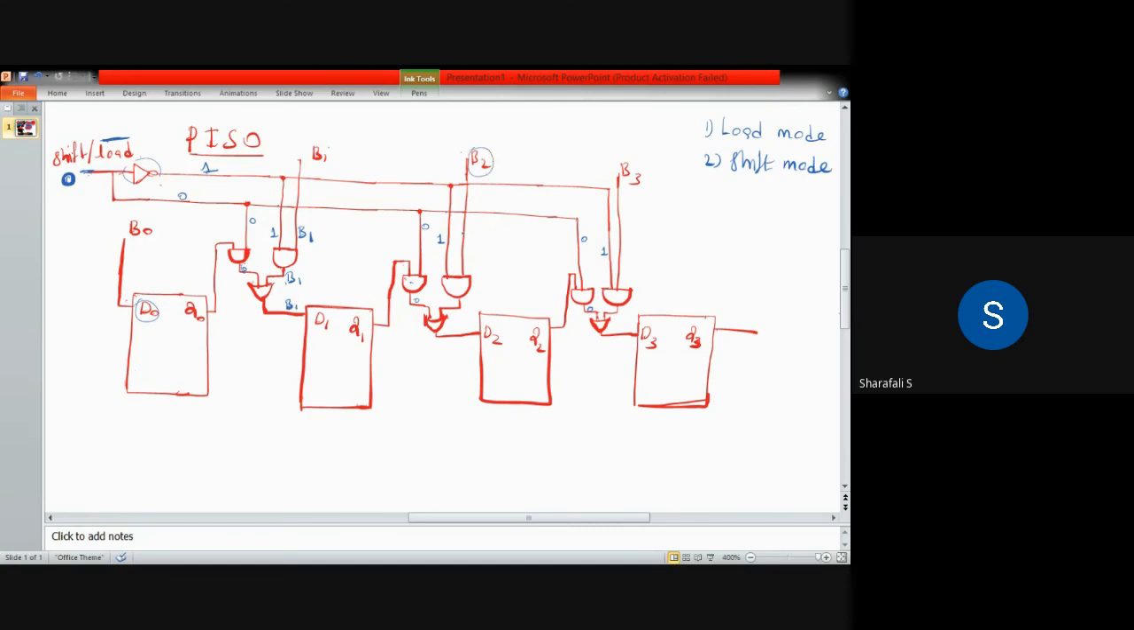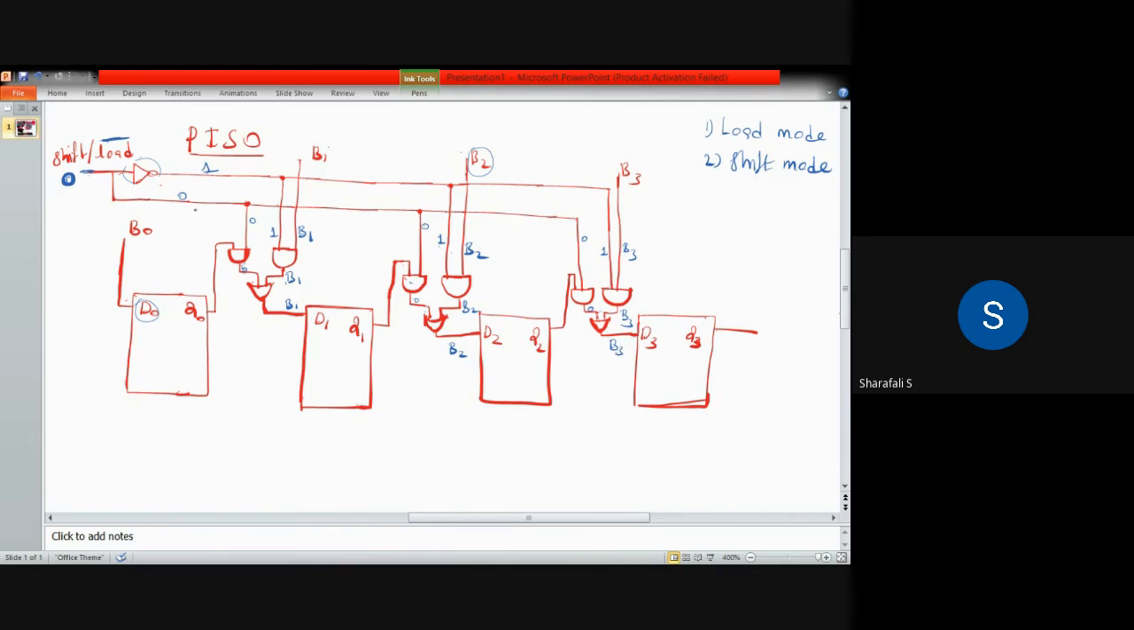Similarly, B2 comes here. B2 dot 1 will result in B2, and B2 OR 0, that is B2 plus 0, is also giving you B2. So B2 will also be given to this flip-flop. Similarly, here we are having B3. B3 comes here, B3 into 1 is B3, and B3 plus 0, or B3 OR 0, is again B3. So B3 is given to this bit.